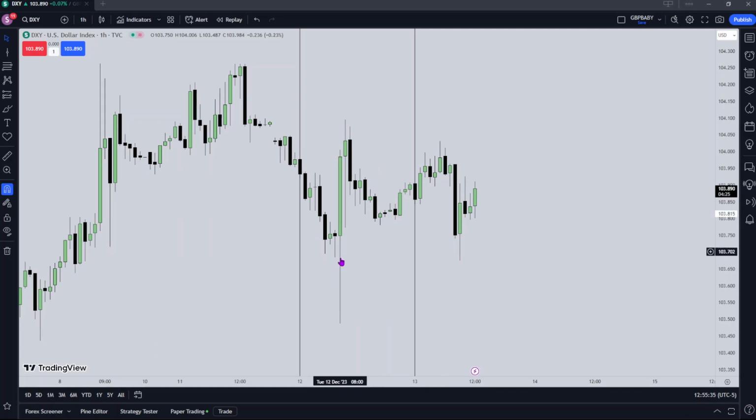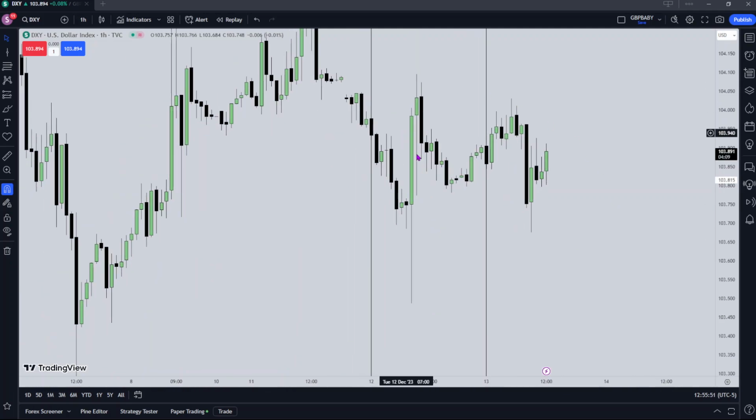This was at 8:30, obviously, on Tuesday the 12th of December, and you can see our price came down, running out all of these stops, and then ran up, running nicely into this liquidity void that we have here. And yeah, today we actually have FOMC, but that doesn't really matter as we're going to be focusing on this.